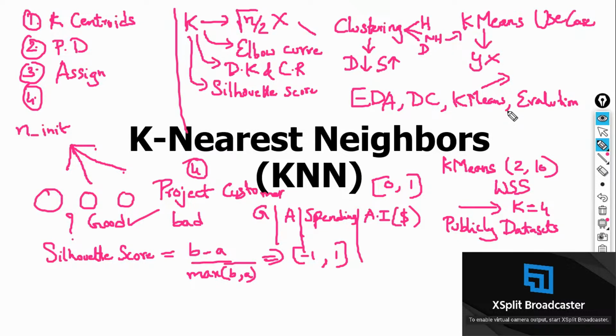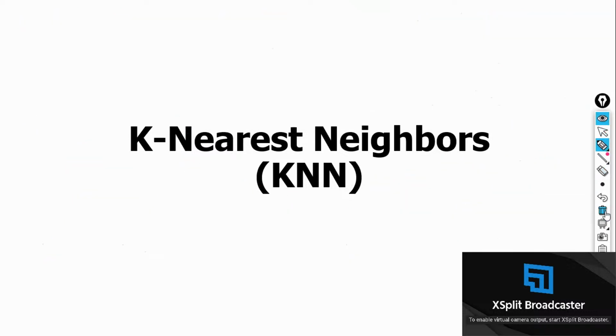Without any further delay, let us continue with today's topic. Today's topic is a very small topic, and this is the simplest algorithm in the entire machine learning. Just mark my words. The simplest algorithm in the entire machine learning is KNN. KNN stands for K nearest neighbors.